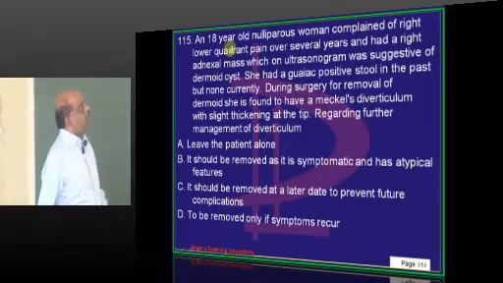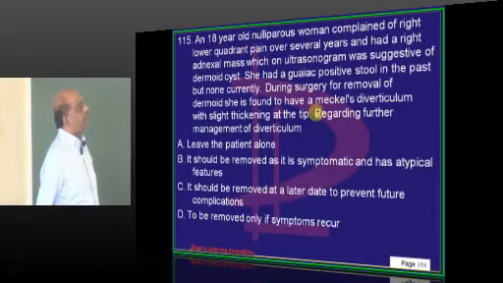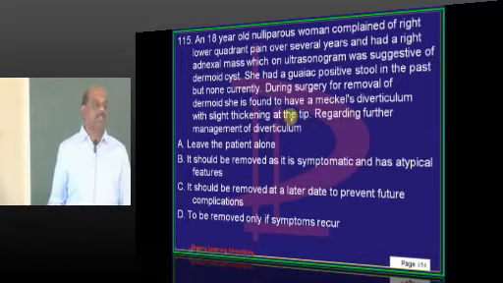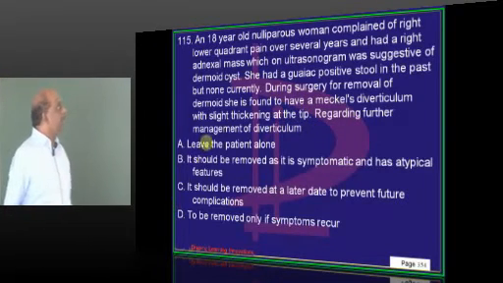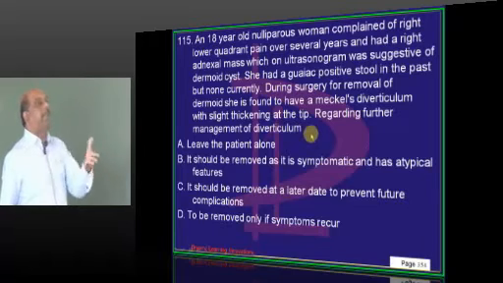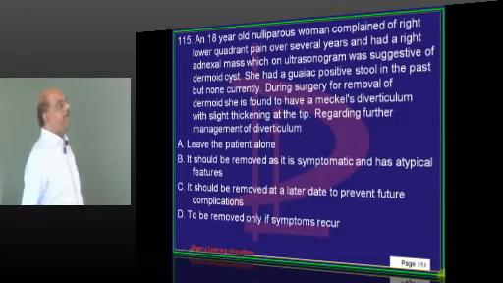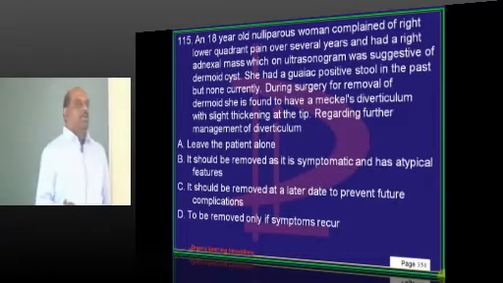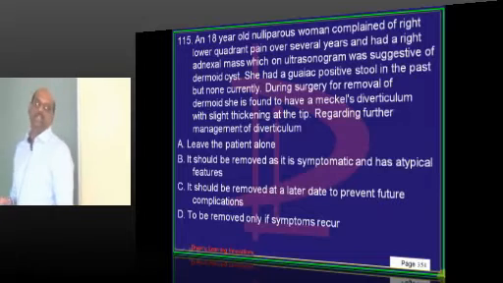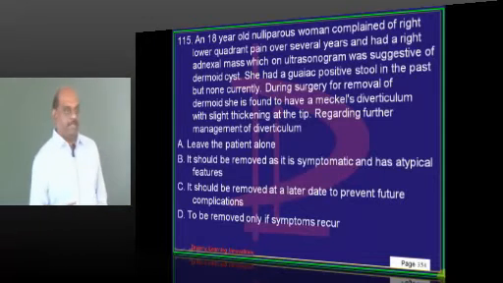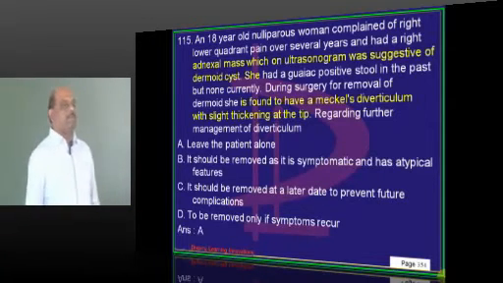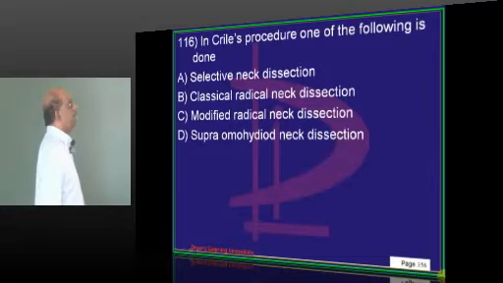An 18-year-old nulliparous woman complained of right lower quadrant pain, incidentally found to have Meckel's. Do you want to do anything with only slight thickening at the tip of it? So you must know the indications for when to do the resection, and when not to and leave it. We have many times discussed this on Meckel's diverticulum.